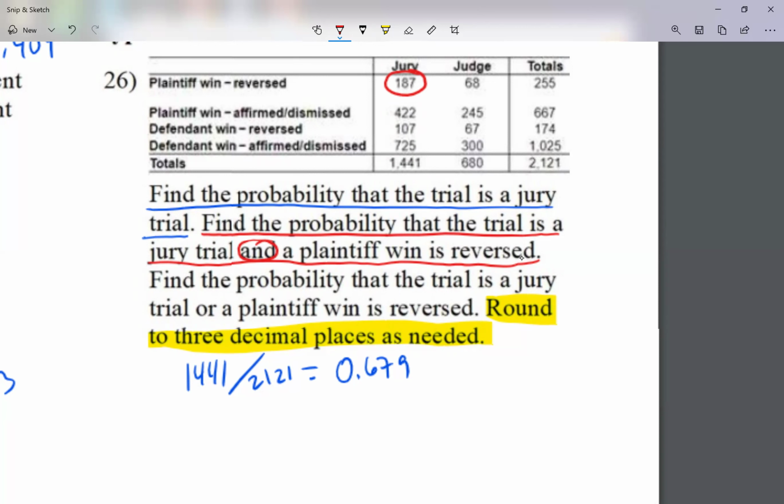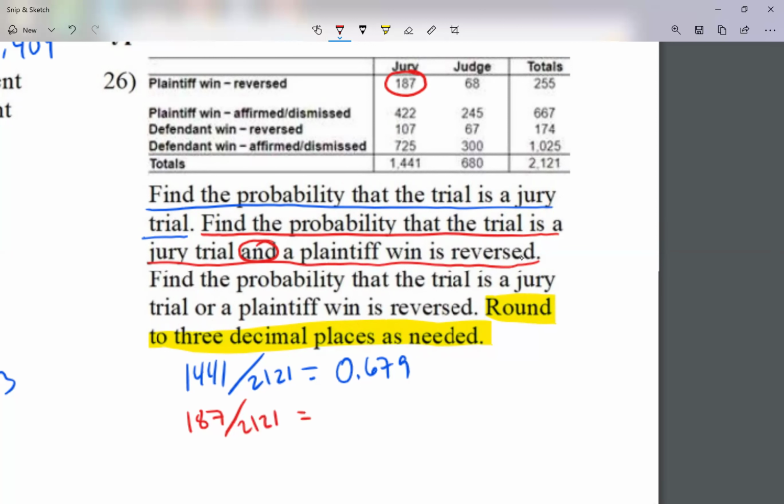And I'm going to go 187 because it says and, I'm just looking at the one case. It is a jury trial and plaintiff win is reversed. So just the one case. There's 187 cases divided by 2,121 because of the total amount of cases, rounded to 3 decimal places. So my answer here will be 0.088.